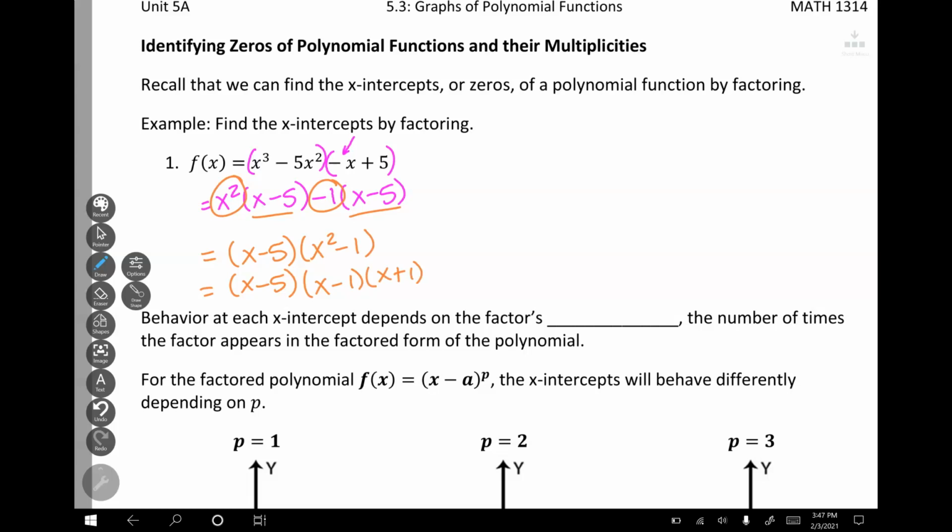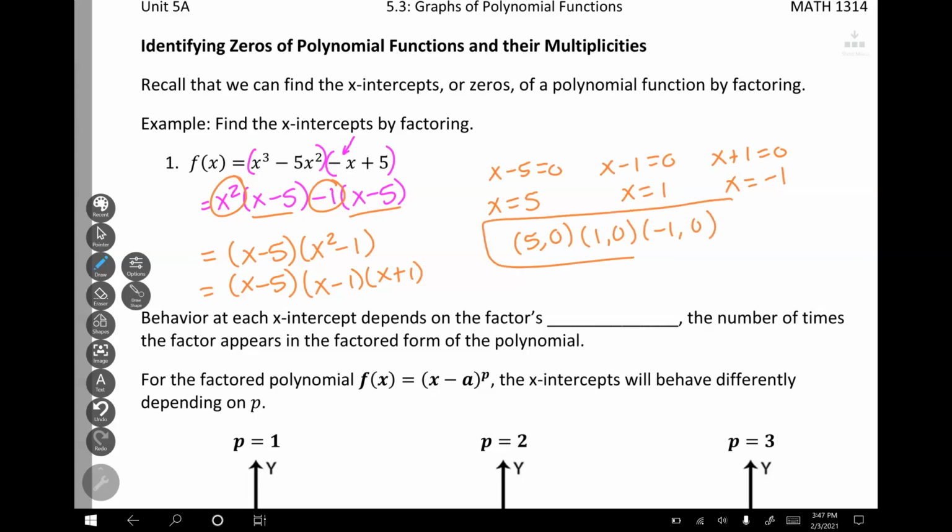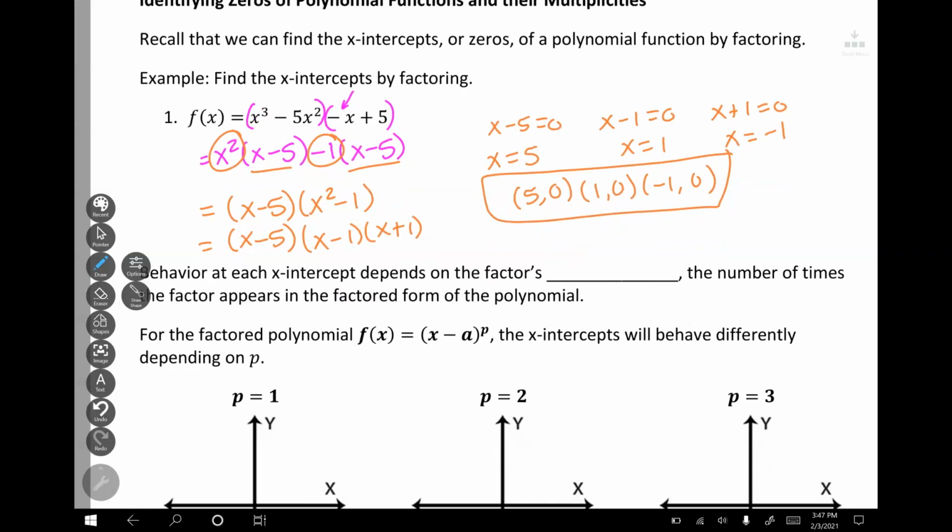Now the x-intercepts are going to be what you get when you set those equal to 0. So x minus 5 equals 0 gives me x equals 5. x minus 1 equals 0 gives me x equals 1. And x plus 1 equals 0 gives me x equals -1. So my 3 x-intercepts are (5, 0), (1, 0), and (-1, 0). All from factoring. So factor, set the factors equal to 0, solve for x.